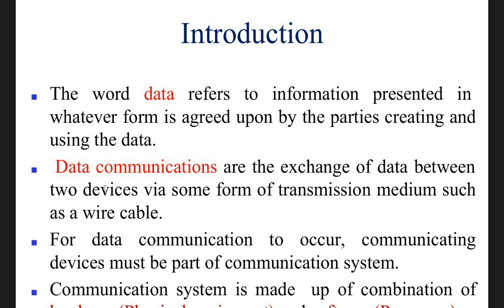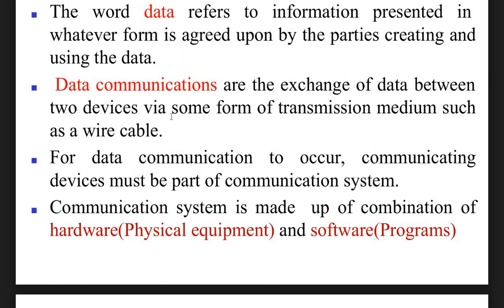So the information is agreed upon by the two parties. As I already told you, the data communication definition is important: the exchange of data between two devices via some form of transmission medium such as wire, cable. For data communication to happen, what is important? Obviously, the communicating devices must be a part of a communication system. A communication system is a combination of hardware and software. Hardware means physical equipment like your computer, mobile phones, etc. Software can be your operating system or any specific features you're using.